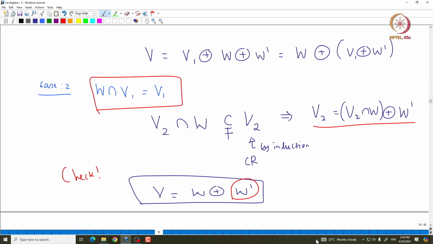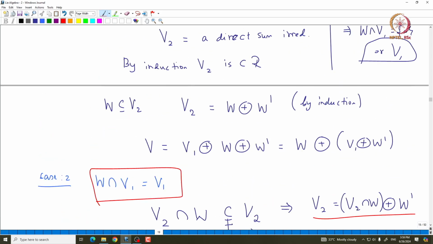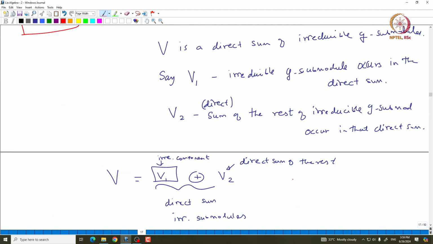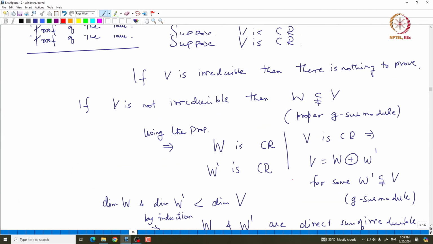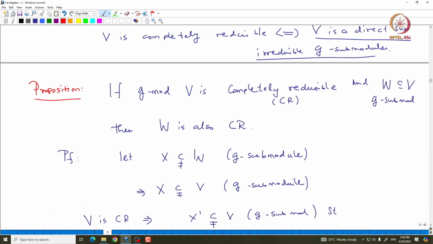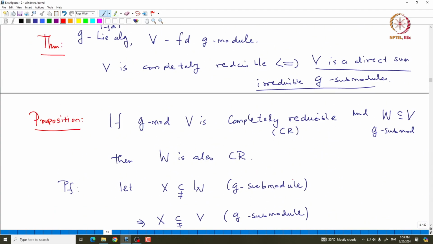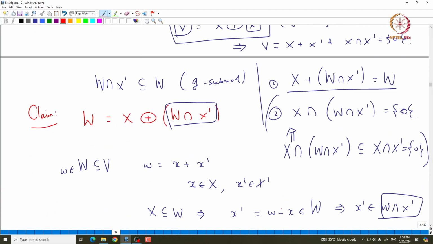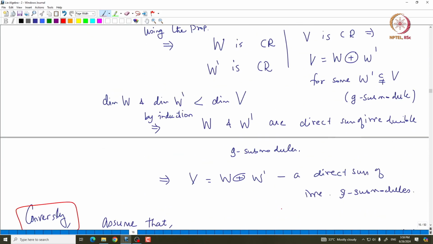So, that means a complement of W exists inside V, and because W dash is a G submodule of V2, that implies W dash is a G submodule of V. That tells you that any submodule actually has a complement. So, indeed what we have proved is that completely reducible G modules are equivalent to a direct sum of irreducible modules. We have already seen a fact about finite dimensional G representations.